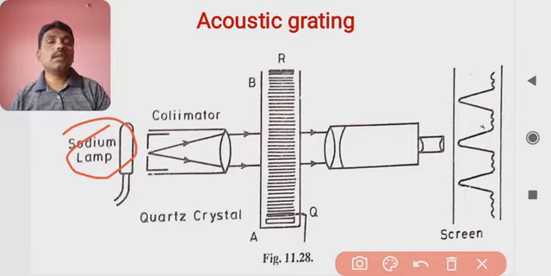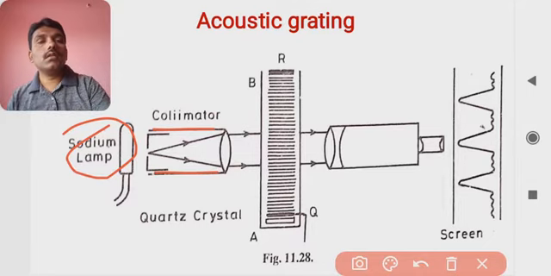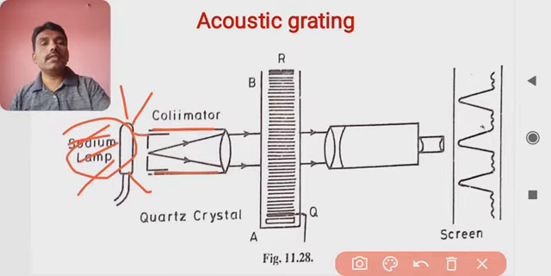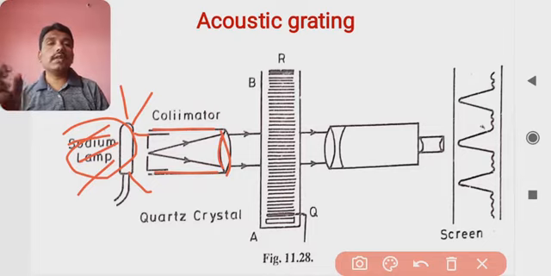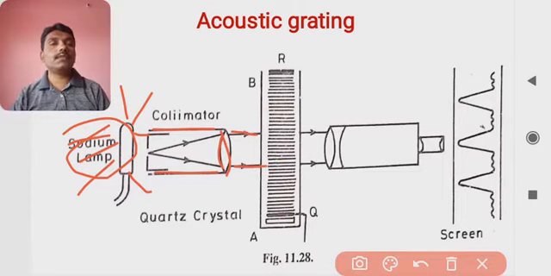Now in front of this there is a collimator through which the beam of light passes with the lens. The sodium light will generate ordinary light, which will go in all directions. But this collimator contains one slit and a lens, and when the ordinary light is incident on this lens, a parallel beam of light comes out, and here the parallel beam of light is coming out.